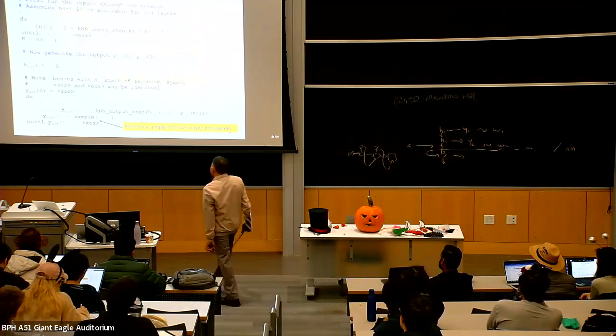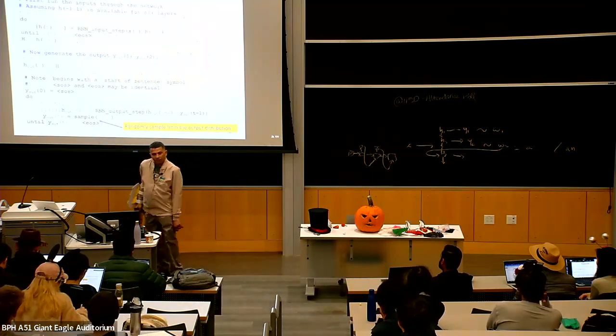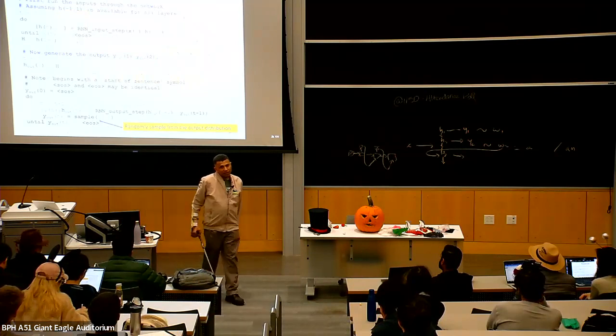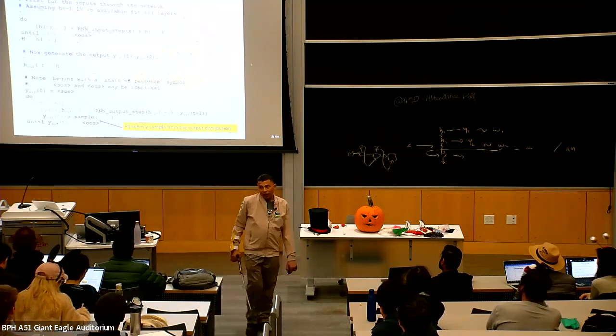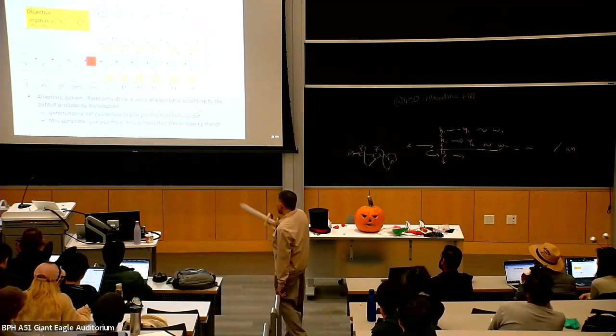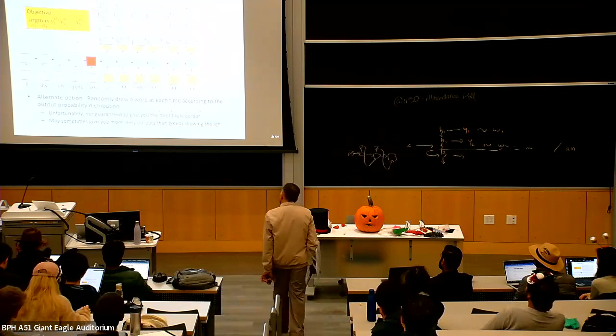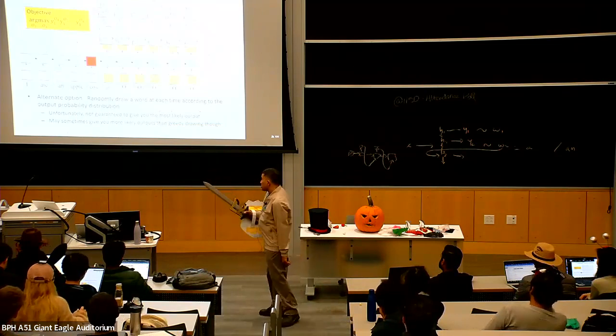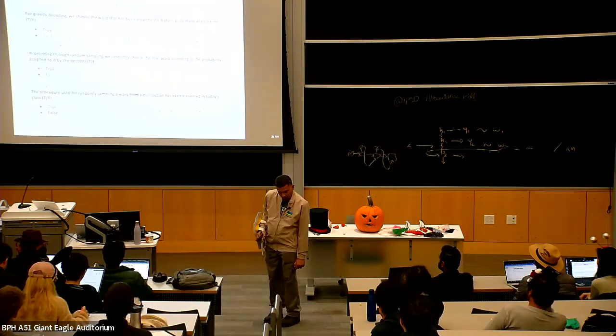So over here, I could have just said randomly sample from y of t. And it turns out this does a pretty good job of predicting the word sequence. But if you want to be more optimal, then we want to do something a little more careful.